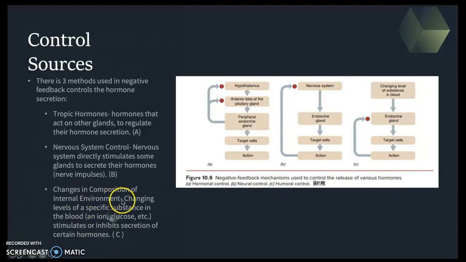Changes in the composition of the internal environment, changing levels of specific substances in the blood like iron, glucose, etc., stimulate or inhibit secretion of certain hormones, like here: changing the level of a substance in blood, endocrine gland, target cells, action.